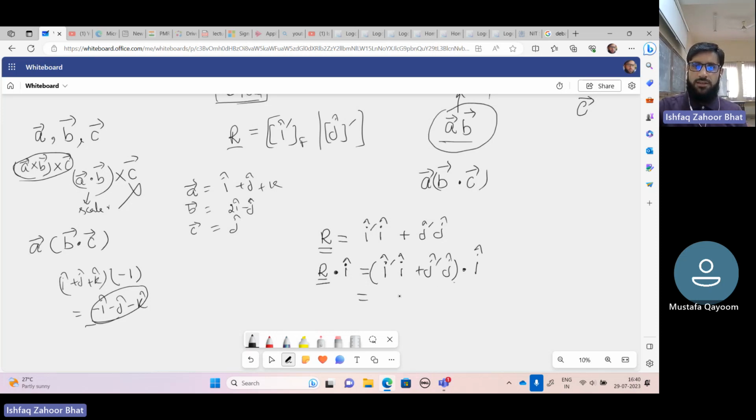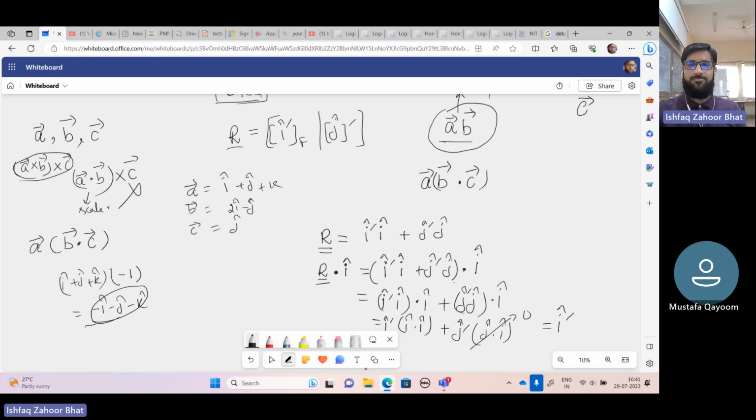Okay. And this we can write as I dash I dot I plus J dash J dot I. And I have already told that if you have two vectors side by side and you are taking the dot product with some vector, basically it means the second will take the dot product and multiply with the first vector. Similarly, this will be J dash, J dot I. Okay. And this is zero. This is one, and we will get I dash.